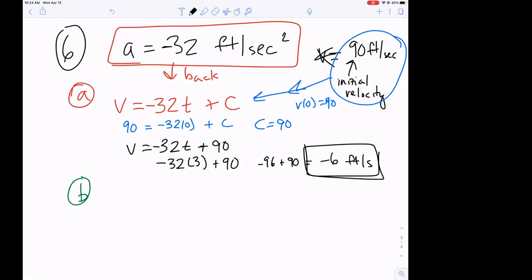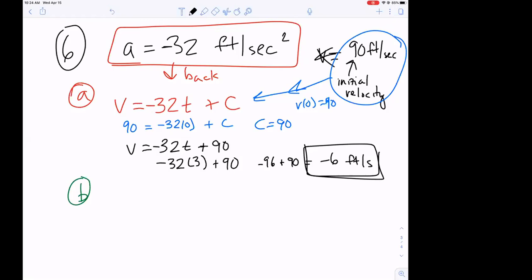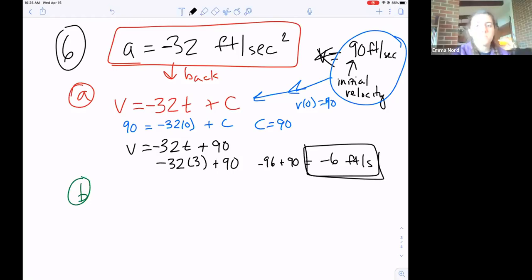So it's actually negative 6 feet per second. Does that look better? Okay, good call. Basically what I'm assuming happens, everybody, is this thing gets shot up, right? It's got a positive velocity when it gets shot up, and then it's going to turn around at some point. And so at 3 seconds, it's already on its way down. So part B says, when does it hit the ground?